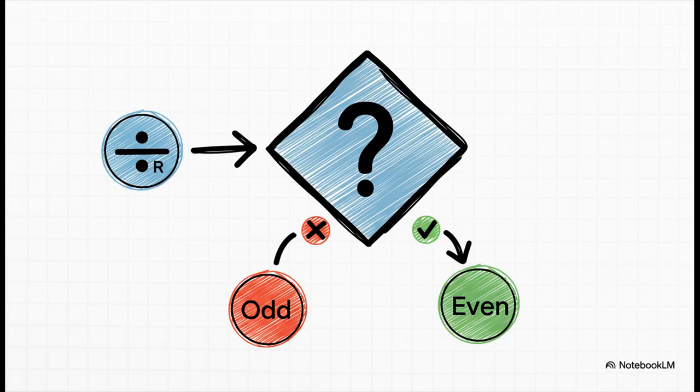And this right here is where our algorithm's logic becomes real code. After we divide the number by 2, we check the remainder. The code asks a simple true or false question. Is that remainder exactly equal to 0? If it's true, the number is even. If it's false, well, it has to be odd.